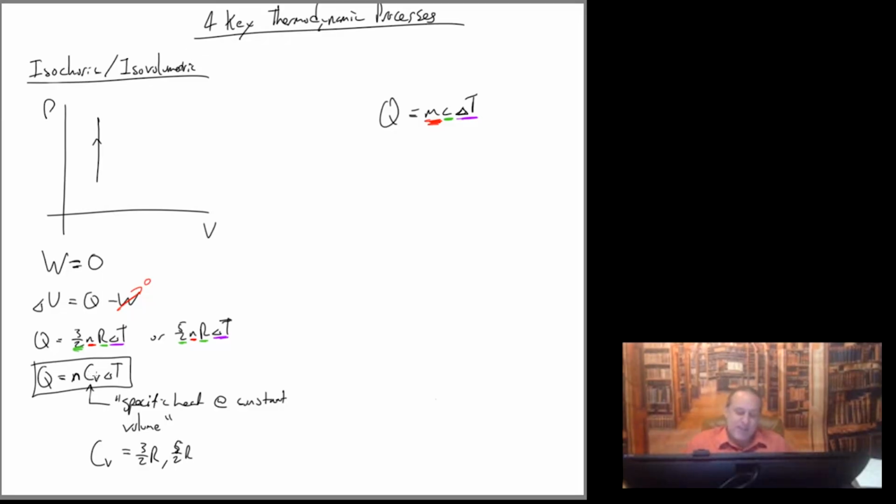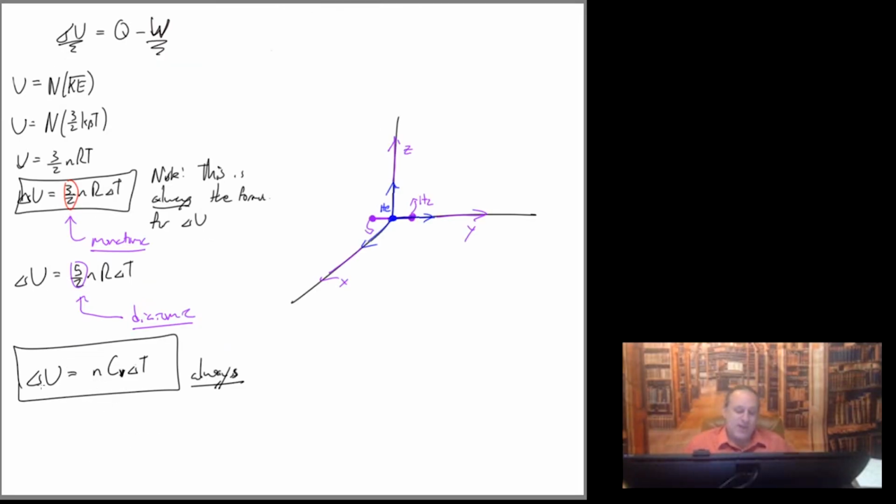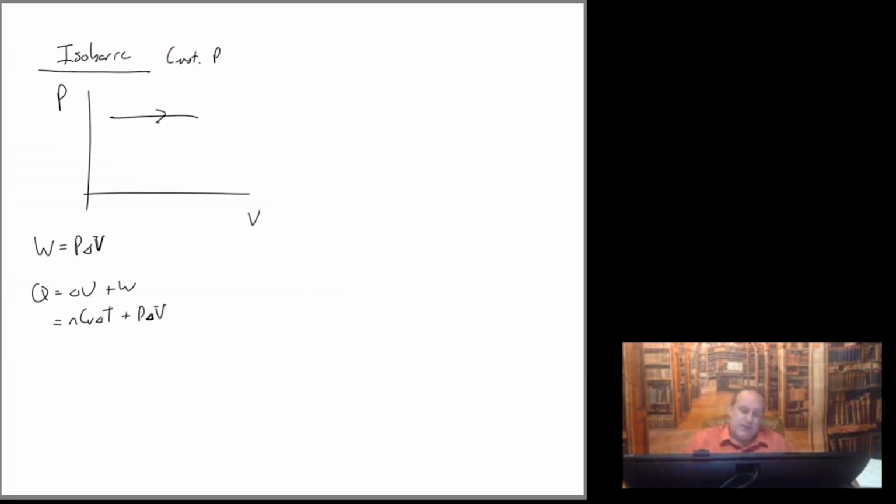So the CV implies constant volume, but only when we're talking about the Q formula. When we talk about the delta U formula, it does not matter if it's constant volume or constant pressure or constant this or constant that. Okay, so we have a Q formula for the constant pressure process. Unfortunately, this doesn't look the way I'd like it to look. I'd like it to still be in terms of a change in temperature. This is how much Q I have to supply to change the temperature by a certain amount.